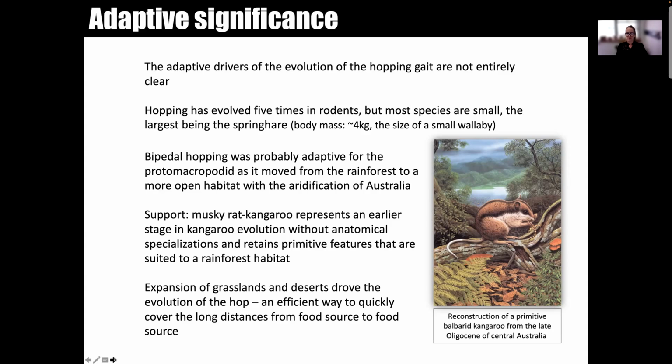So expansion of grasslands and deserts drove the evolution of the hop, as it's an efficient way to cover long distances from food source to food source that may be spread across those large areas.